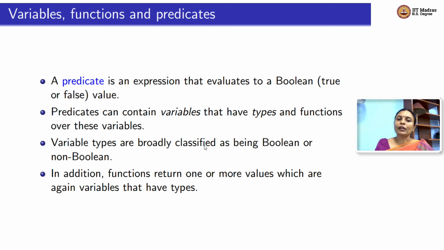Variable types can be anything, as I told you: integer, floating point number, arrays. They are broadly classified as Boolean and non-Boolean. If it's Boolean, we can use them as first-class entities in a predicate labeling an if or a while. If it's non-Boolean, we use it as a part of an expression that returns a Boolean value. Is that clear? That's what we do.